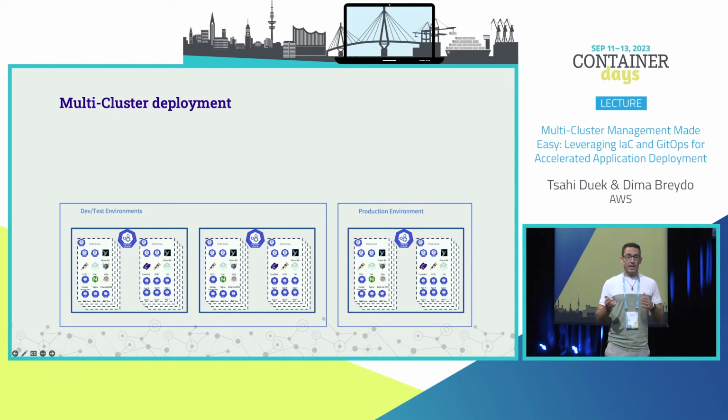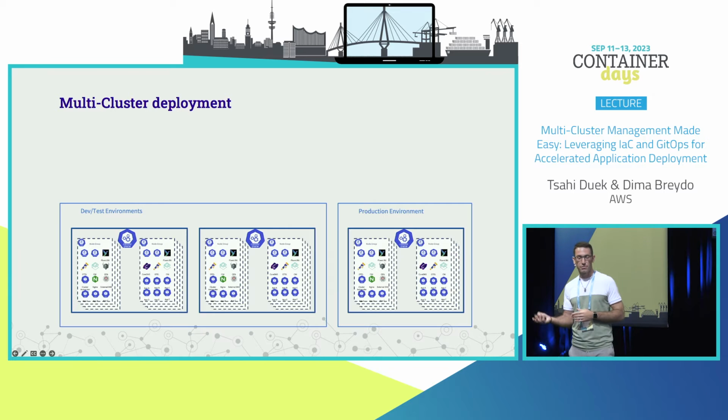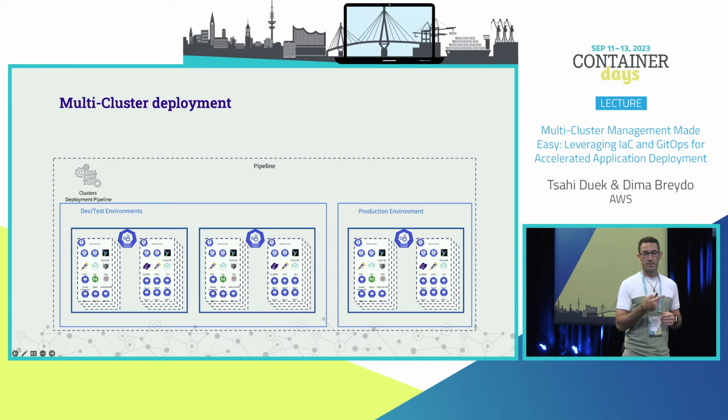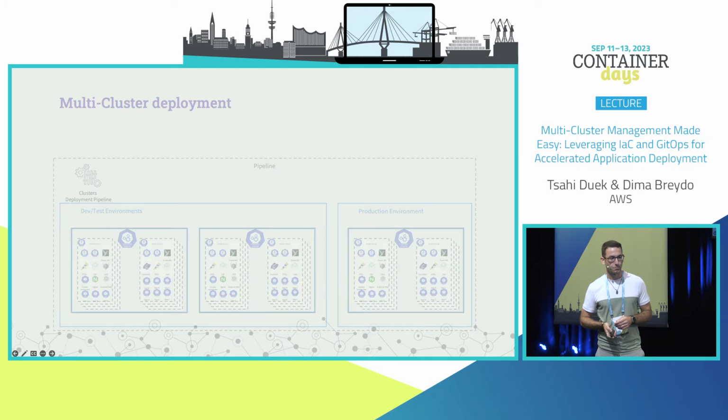We even need to consider, if you're running on AWS, a multi-account strategy where those environments might live in different accounts, different regions, different VPCs. And as a last step, we want to have a single pipeline that orchestrates the whole thing together.